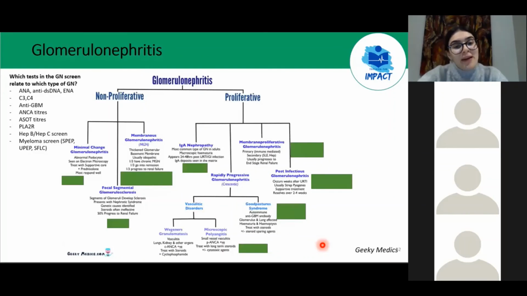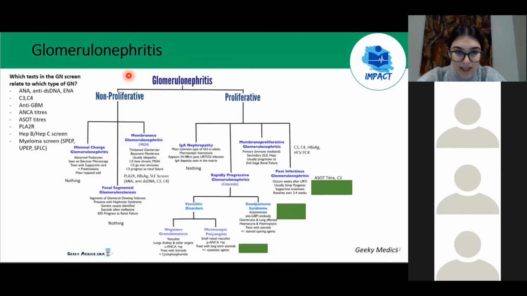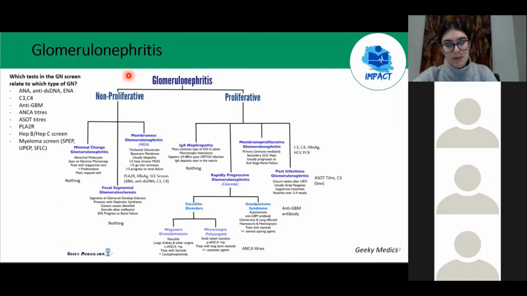Glomerulonephritis is a mammoth of a topic and very difficult to go over in one slide. But basically, what I wanted you to take away from this, since I don't really have time to go through those different classifications, is the fact that glomerulonephritis can be divided into two branches. The first being non-proliferative and the second being proliferative.